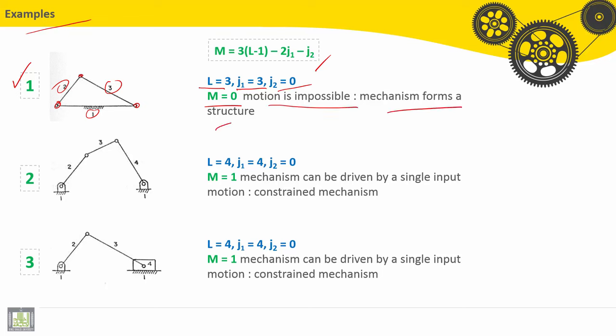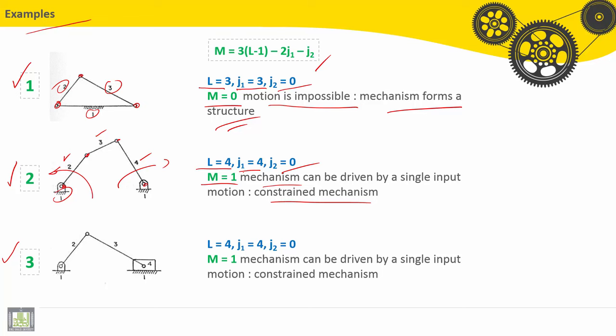Mechanism forms a structure. For the second example, it is called four bar mechanism. We have number of links equal 4, the ground, second, third, and fourth. Lower pairs, rotation here, here, here, and here, 4, and no higher pairs. So M equal 1. Mechanism can be driven by a single input motion, constrained mechanism. So it can be controlled by the rotation here or here.